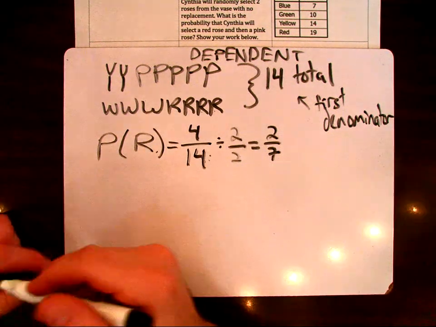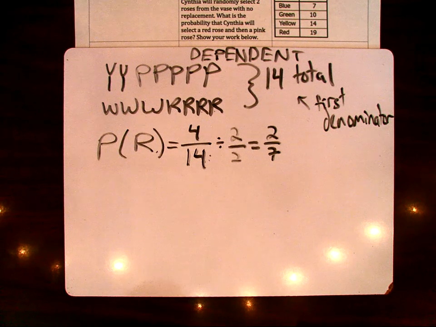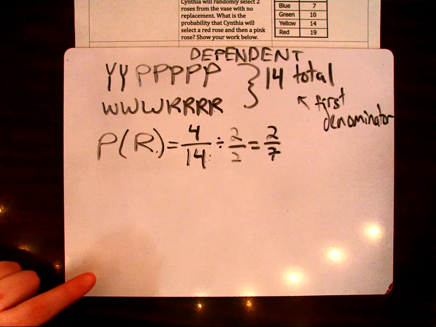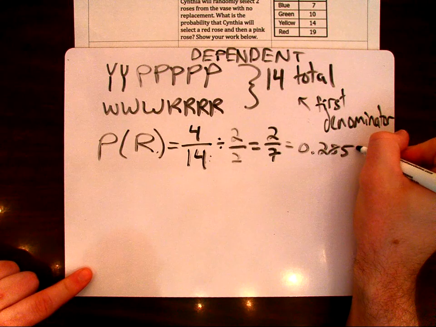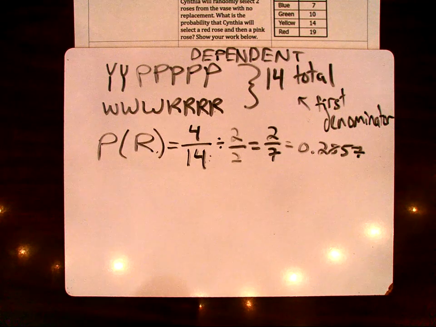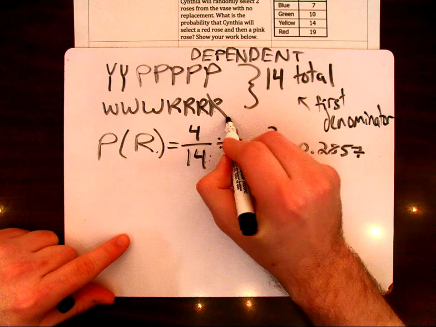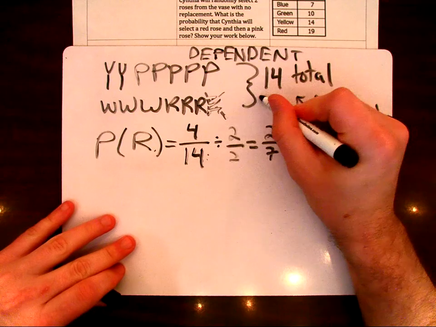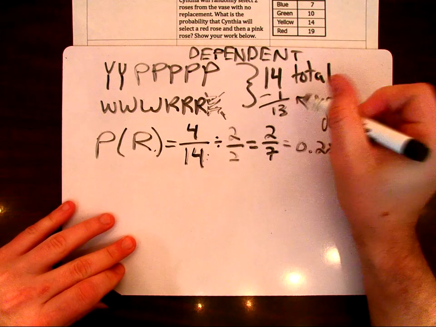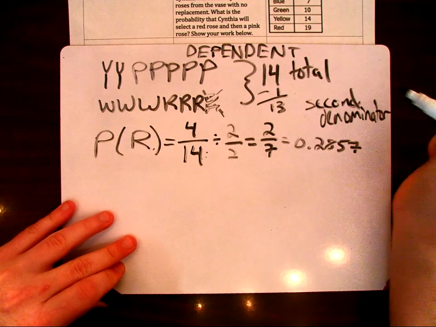Again, I usually like to change that to a decimal form, so you want to make sure that you can do that for yourself. So I have 2 over 7, well that's going to be about 0.2857, and we can round at the end, but you guys will get the main idea here. So now, we take out a red rose. You can either erase it or you can cross it out, whatever works for you, as long as you're saying that it is not there anymore. So we have how many left? Well, we took 1 rose out, there's 13 left. So this is going to be your second denominator, 13.